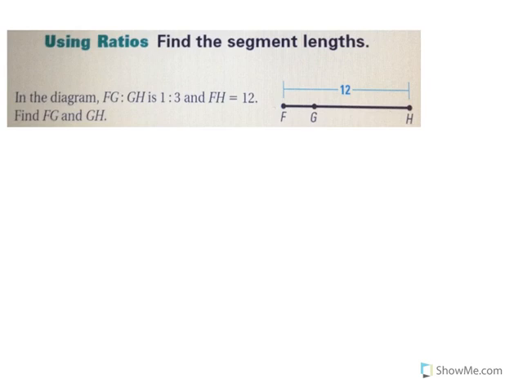Using ratios to find segment lengths. And this is actually a type of problem that you see a lot on any kind of standardized test. So in the diagram, FG to GH is 1 to 3. And FH, the whole thing, is 12. So we need to go back and find FG and GH.